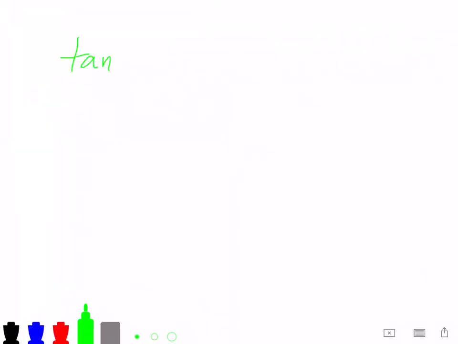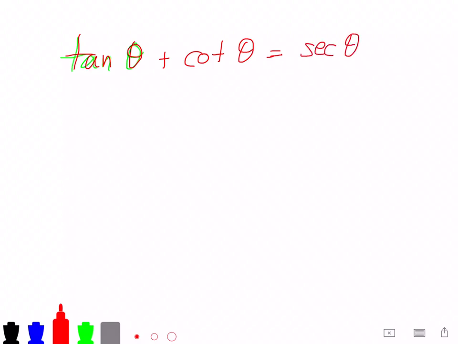Tangent of theta, let me get a different color, plus the cotangent of theta is equal to the secant of theta times the cosecant of theta. We're going to start with the left side, this one right here, and I want to work things until I end up with the right side.